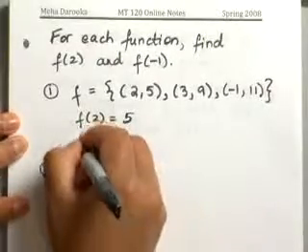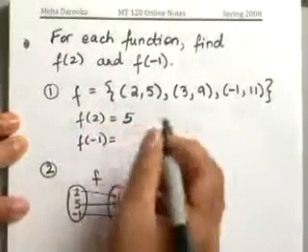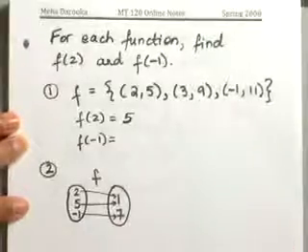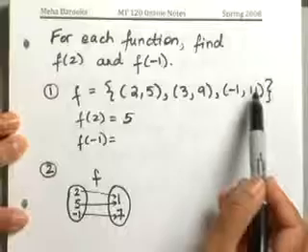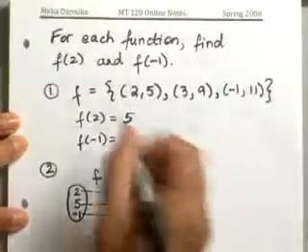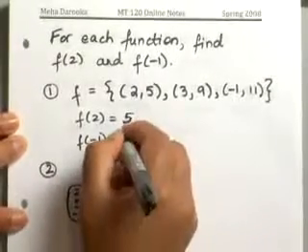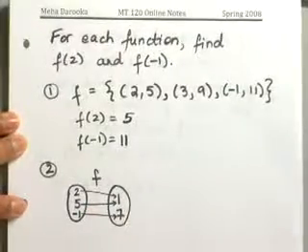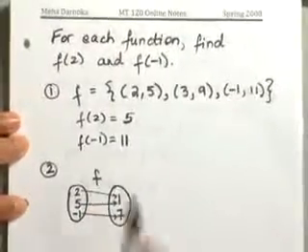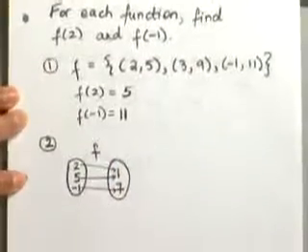Do the exact same thing for f of negative 1. Look at your ordered pairs and find the value of negative 1 right there, and then its corresponding y value will be the value of your function at negative 1. That's your y. That's all you have to do when you're given a set of ordered pairs.